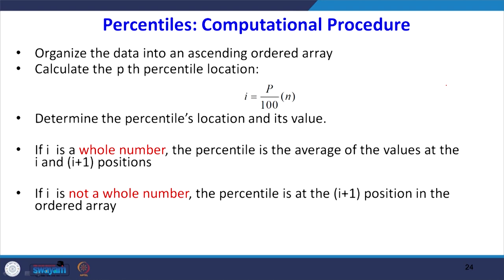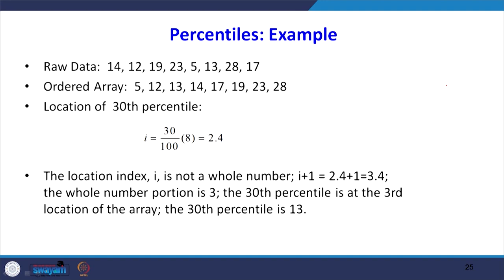If i is a whole number, the percentile is the average of the values at the i and i plus 1 positions. If i is not a whole number, the percentile is at the i plus 1 position in an ordered array. Look at this example, the raw data is given, 14, 12, 19 up to 17. I have arranged it in ascending order, the lowest value is 5, the highest value is 28. Suppose I want to know the 30th percentile.